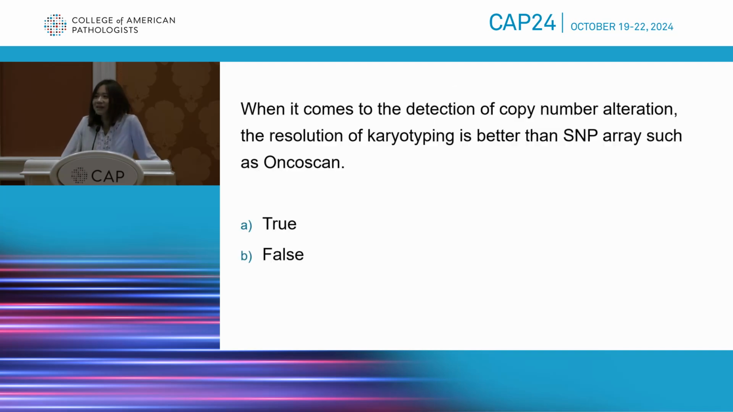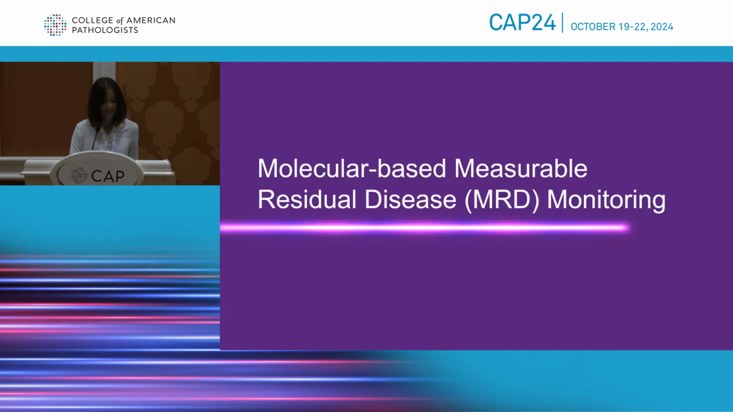So then it comes to our poll question. I would like to give people a little bit of time to think about it, but I think this one is really too easy for anybody. When it comes to the detection of a copy number alteration, the resolution of karyotyping is better than SNP arrays such as OncoScan. I feel like this is really a giveaway, because we kept saying that karyotyping probably will not give us that good of resolution, right? So the answer is false.